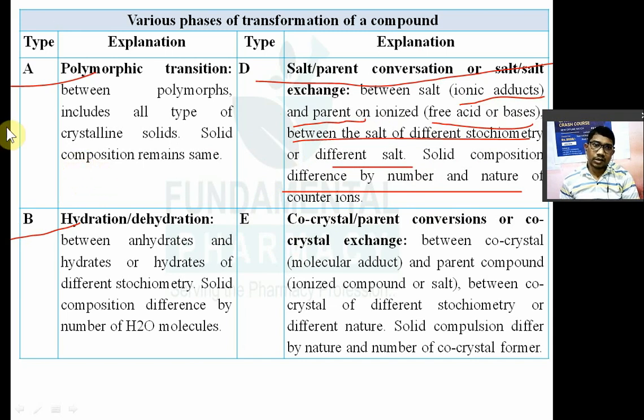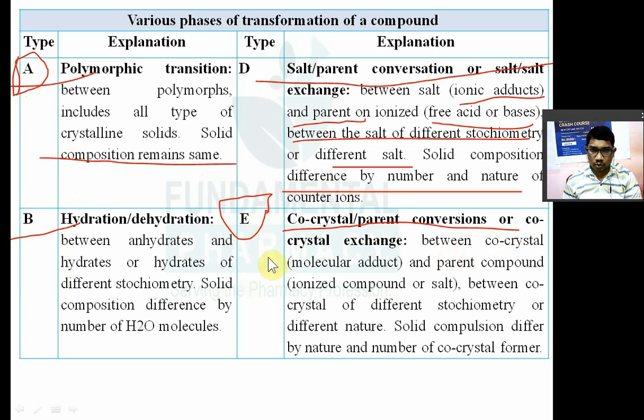Okay, in the phase transformation, phase A of compound transformation, during phase A the solid composition remains the same. There is a transition between polymorphic forms. Phase E of transformation, phase E of molecular transformation, is known as co-crystal parent conversion or co-crystal exchange.